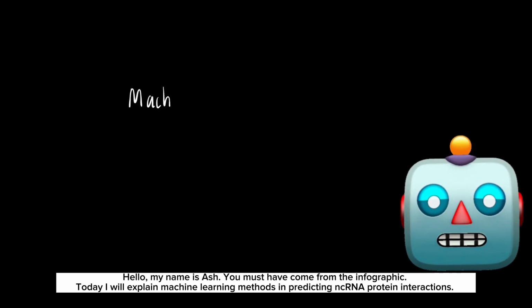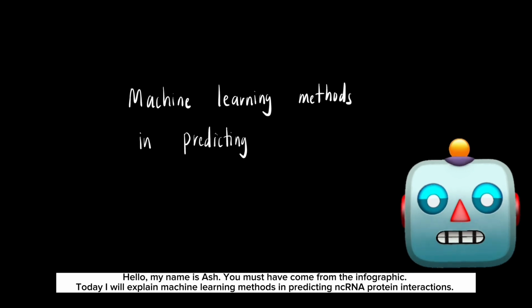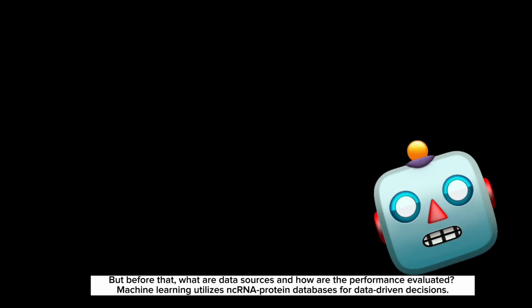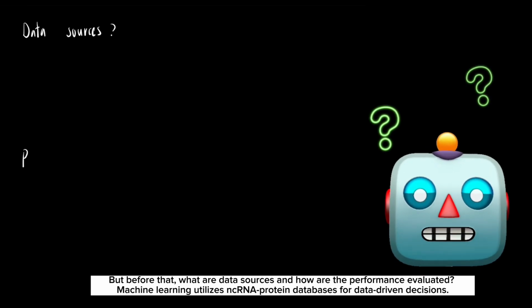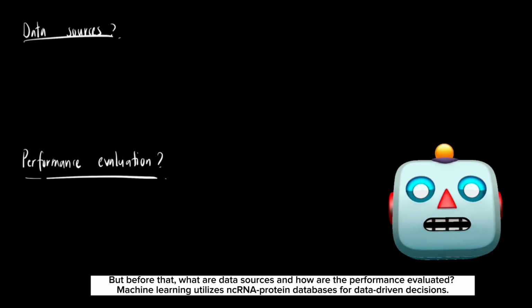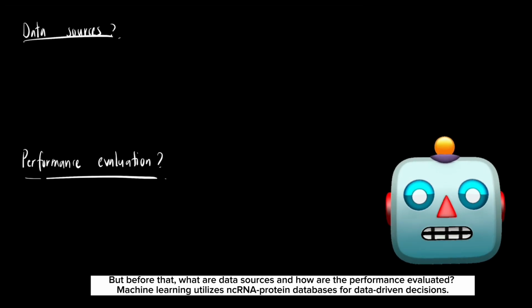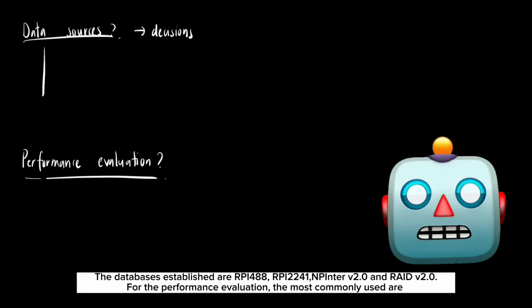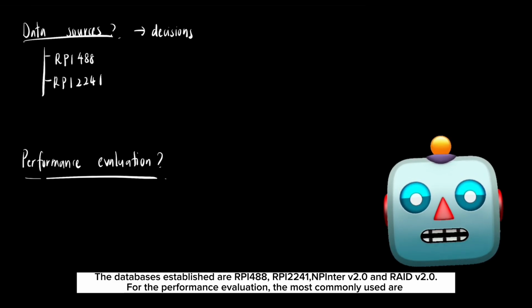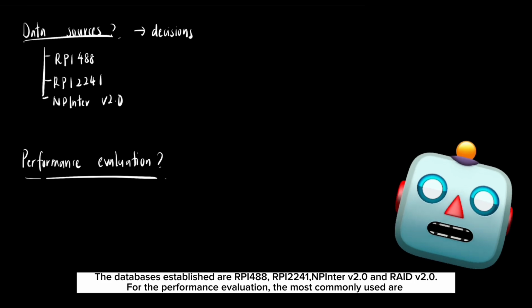Today I will explain machine learning methods in predicting ncRNA-protein interactions. But before that, what are data sources and how is the performance evaluated? Machine learning utilizes ncRNA-protein databases for data-driven decisions. The databases established are RPI488, RPI2241, PINER v2.0, and RAID v2.0.